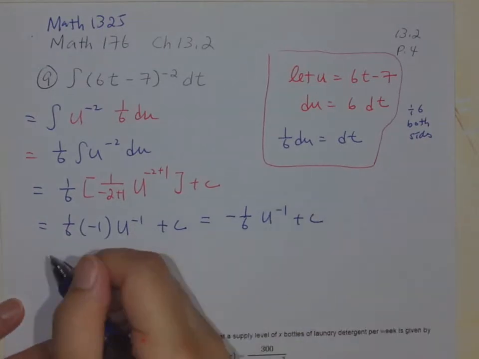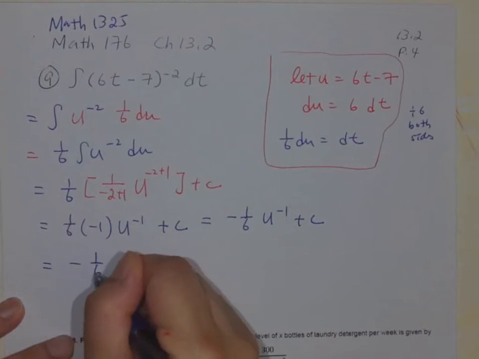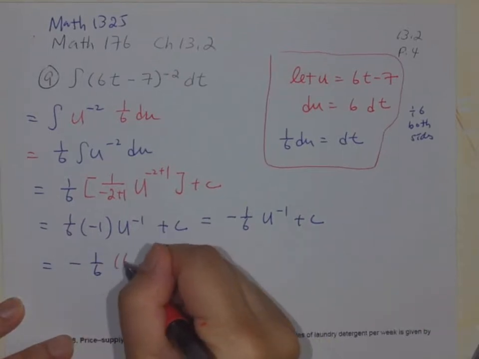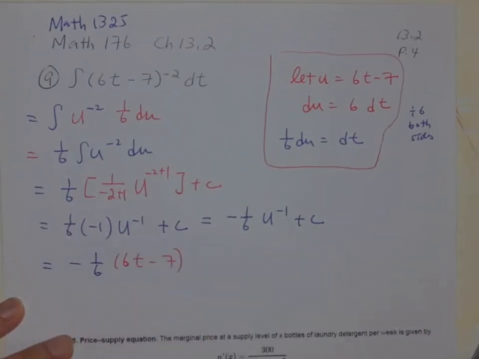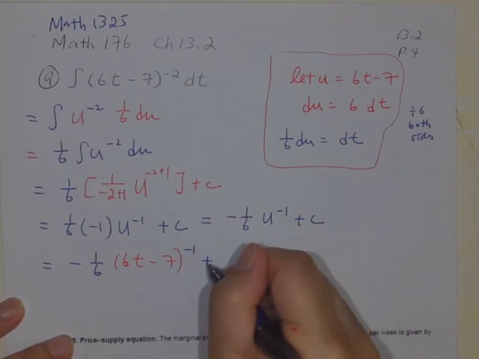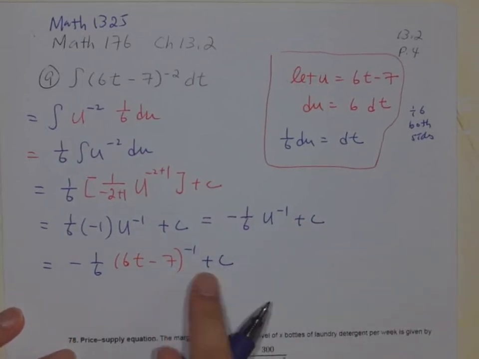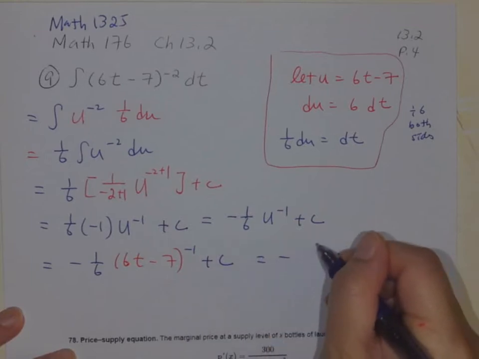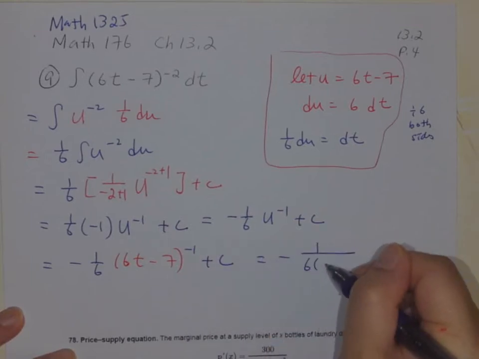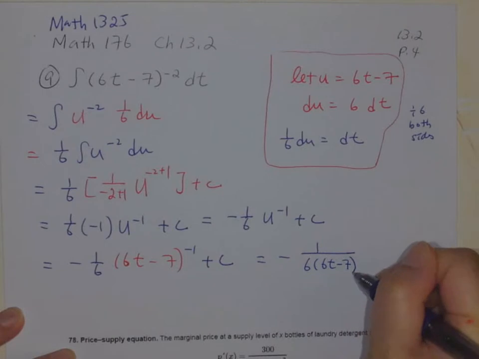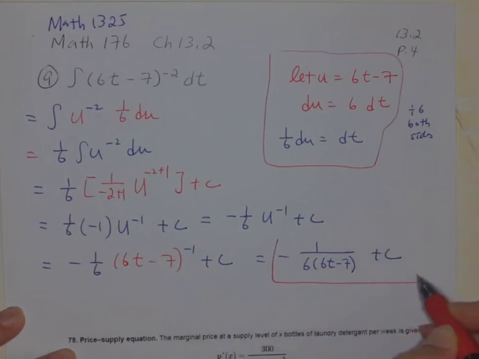I think we are ready to substitute back. -1/6, this is 6t minus 7 raised to a -1 power plus c. I cannot leave the -1 power as my answer, so I'm going to move that to the denominator. -1 over 6 times 6t minus 7, and then add a c here. Okay, so that's the answer.